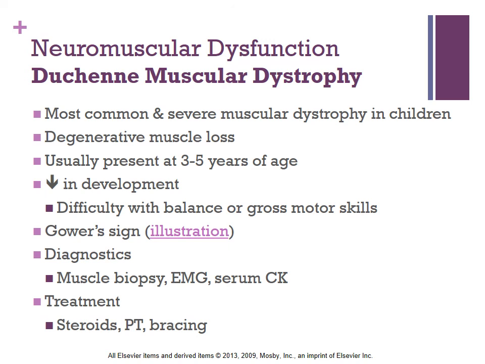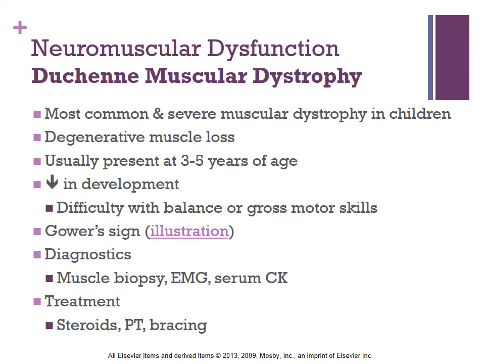But anyway, you're going to see degenerative muscle loss, usually present at 3 to 5 years of age. They're going to have a decrease in development, meaning that they're not going to develop as quickly or as normally as they should. So you'll see that they'll have difficulty with balance or gross motor skills. So think about muscular dystrophy. Your muscles are not working correctly. Gower's sign. Again, come to this slide in your PowerPoint, click on that illustration link, and I'll give you a video of a Gower sign. I have it on this next slide, but this will give you a better visualization of it.